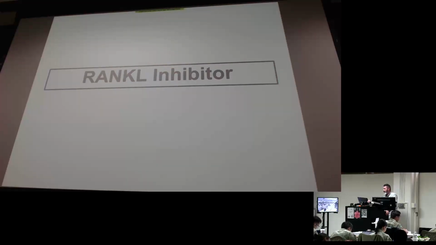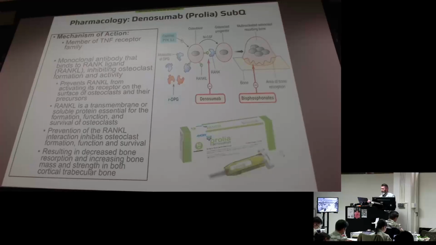So now we'll move into RANKL inhibitor. New class. It's a powerful anti-resorptive agent. And denosumab, or Prolia, a sub-Q medication, blocks RANK ligand.